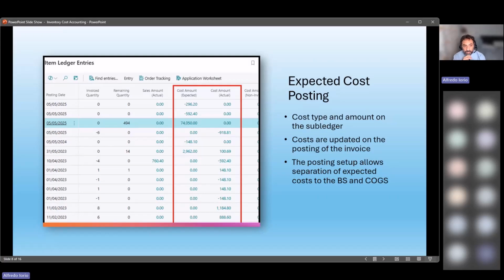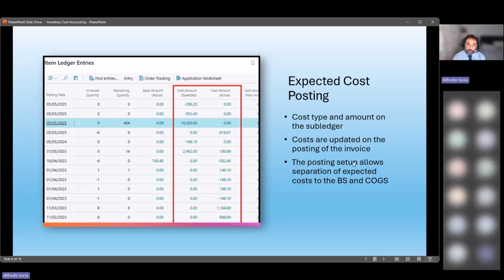You can clearly see cost amount expected, cost amount actual. The cost type and amount are on the subledger, on the item ledger entries. The costs are always updated when you post the invoice. So in case of a shipment, when we ship items, the expected cost of sales is stored. When we invoice the sales order, the cost is moved from cost of goods sold expected to cost of goods sold actual. The same on purchase, right?